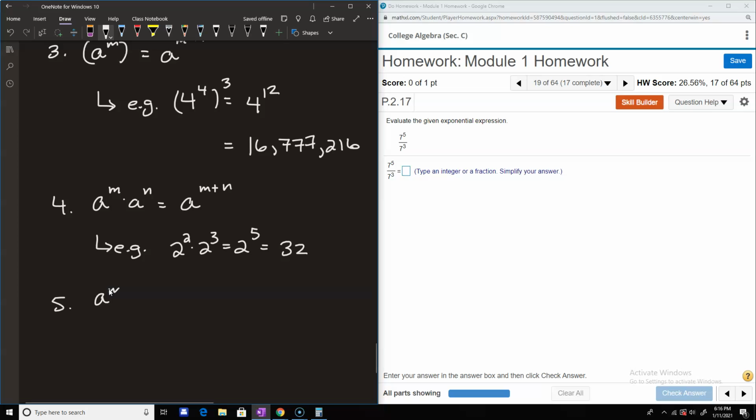If instead you are dividing, what happens is you subtract the exponents. So a to the m over a to the n would be a to the m minus n. So that's what's going on here. We have 7 to the 5th over 7 to the 3rd, which would be 7 to the 5 minus 3, or 7 squared, which comes out to 49. So we're subtracting the exponents there. 5 minus 3 makes 2.